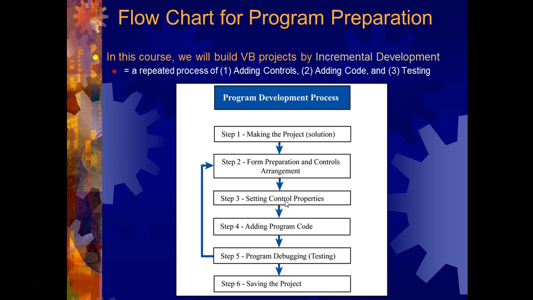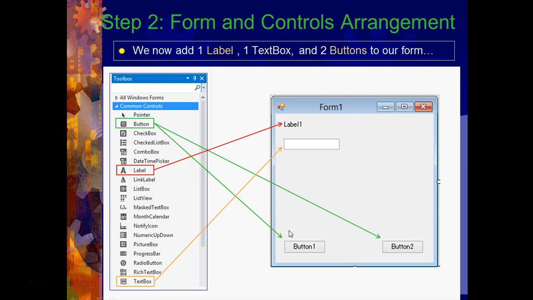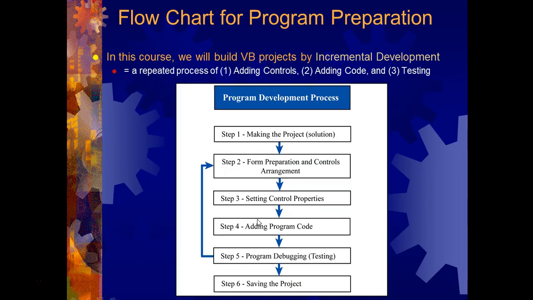Setting control properties. So for example, we'll have a button, but we want to say click me or click here or close or open. We want some text on the button. So those are part of the properties of the button, or in general, control properties. Adding program code. Let's see, by the way, let's just see if we have some example here. Here's a button. Here's a text box. And here's a label. So these are what he's talking about here.